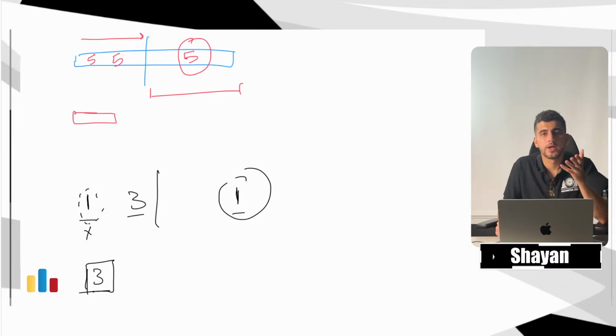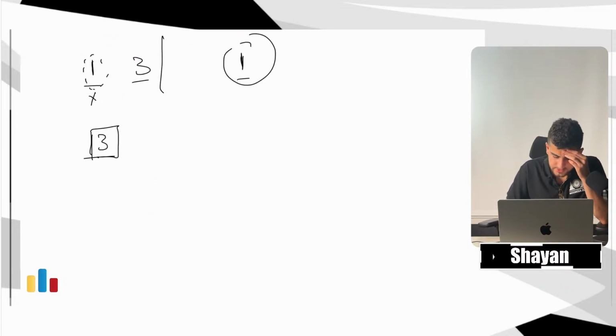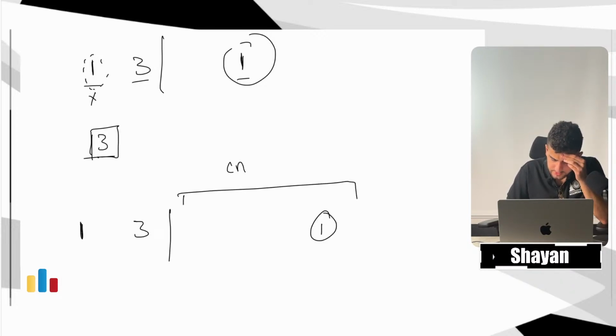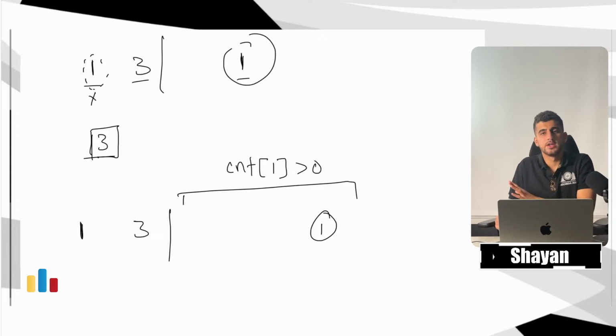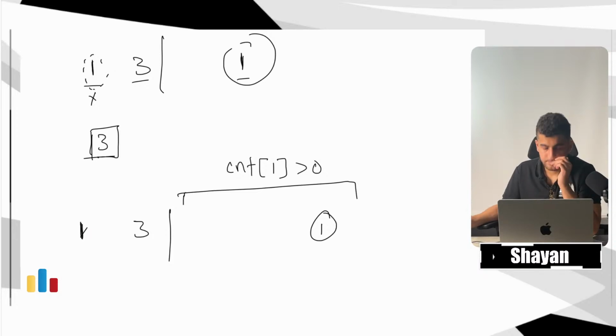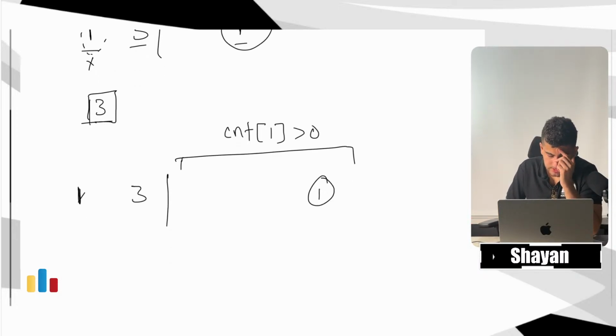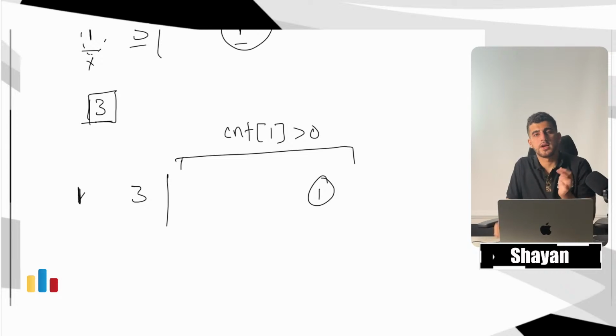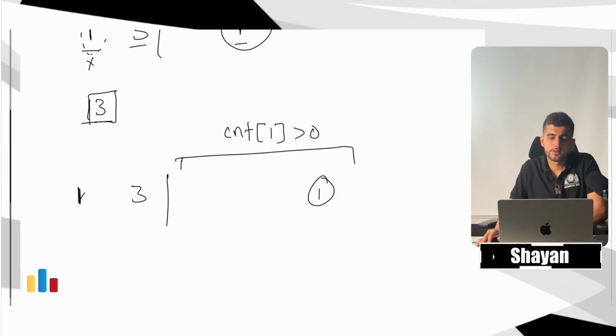I do not need to worry about it. So when I see a 1 and then I see a 3, if I have another 1 in the future, if CNT of 1 in here is greater than 0, it means that I have another 1 in the future. So I can just remove this one and add this 3. But if there is no additional 1 in the future, I cannot remove this one. I have to keep it. So in this way, I will not remove 1 and I just add 3 to the end.